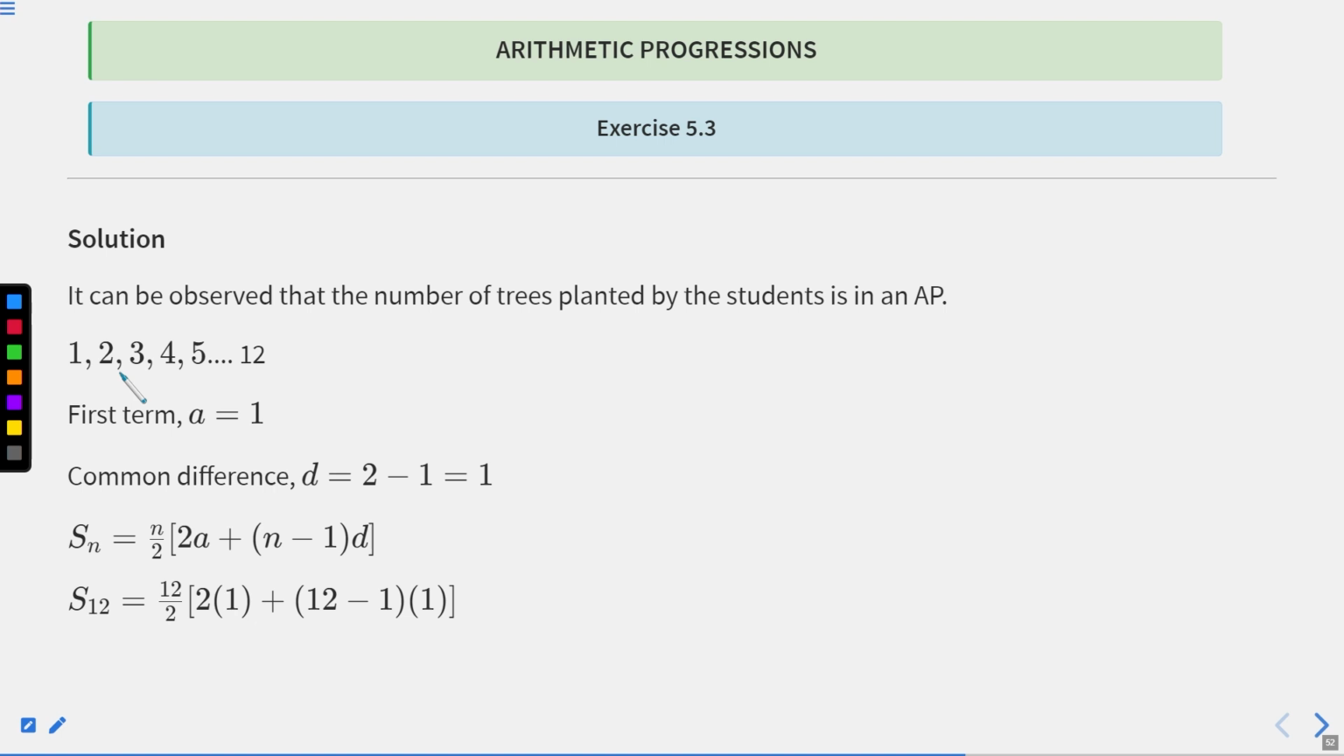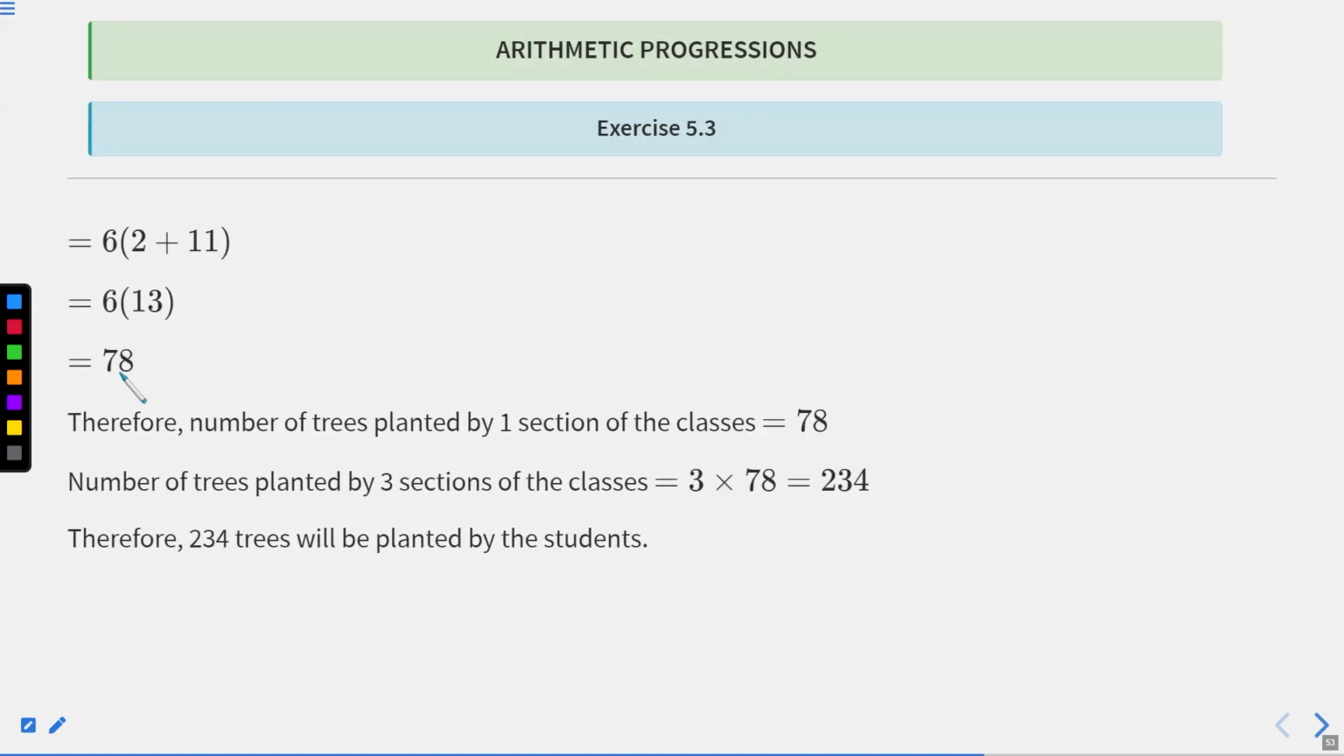The first term a is equal to 1 and the common difference d is equal to the second term minus the first term, that is 2 minus 1, which is equal to 1. The sum of the first n terms, Sn, is equal to n divided by 2 into 2a plus n minus 1 times d. Now S12 is equal to 12 by 2 times 2 times 1 plus 12 minus 1 times 1. If we calculate it, we get 6 times 2 plus 11, that is 6 times 13, which is equal to 78.